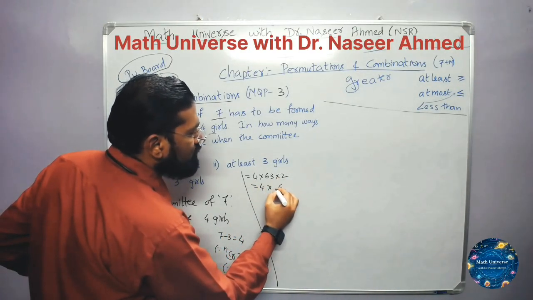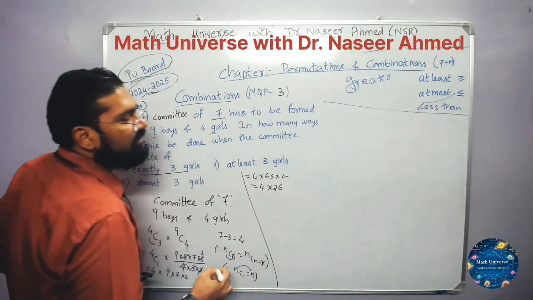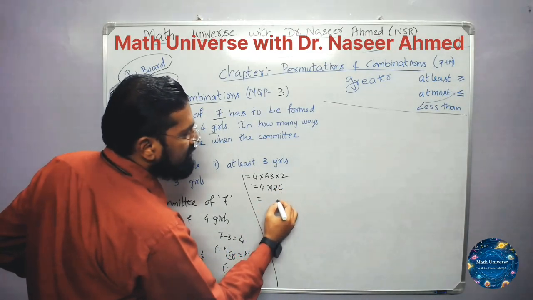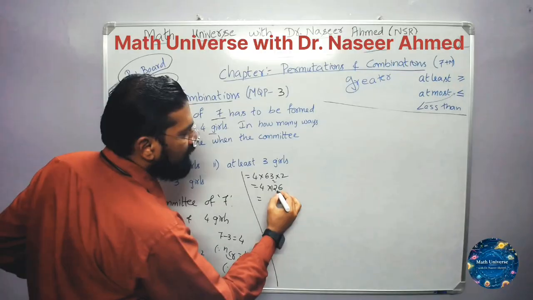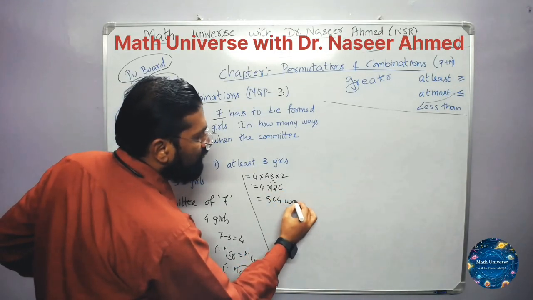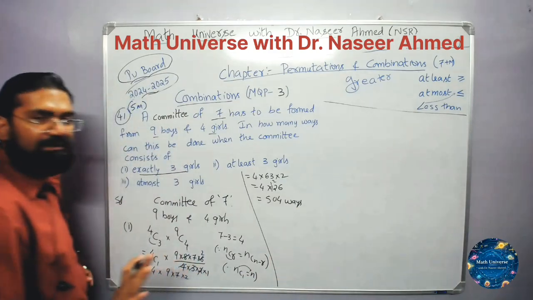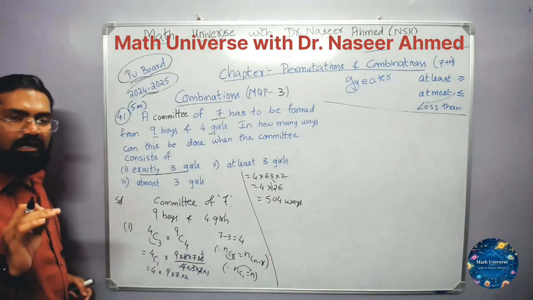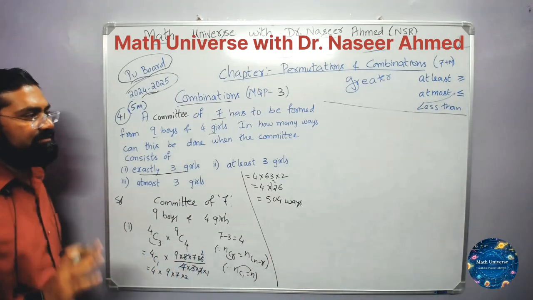2 3s are 6. 2 6s are 12. Correct now. Again multiply 4. 4 6s are 24. Borrow 2. 4 2s are 9 10. Borrow 1. 4 1s are 4 5. So 504 ways this can be done. Anyway, calculator is allowed. You can use calculator for this.